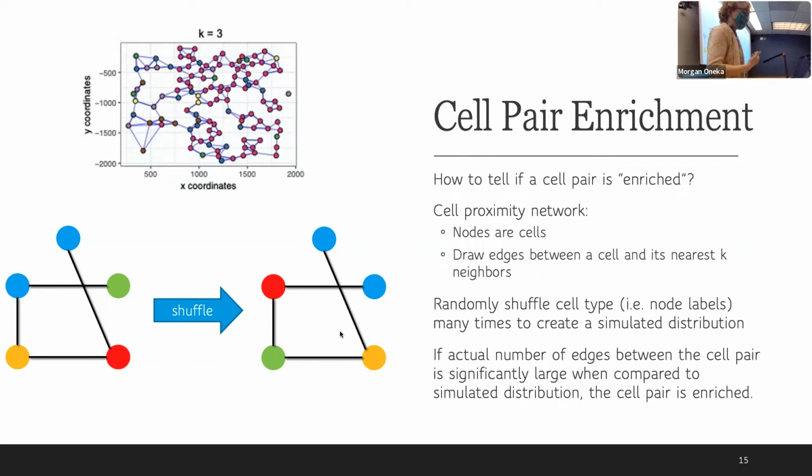And so we do this many, many times and come up with this distribution of how many times we observe yellow-red edges. And so we compare the actual number of edges between those 2 cell types to this distribution. And if it's significantly large, then that cell pair is enriched. And if it's significantly small, then it's a depleted cell pair interaction.